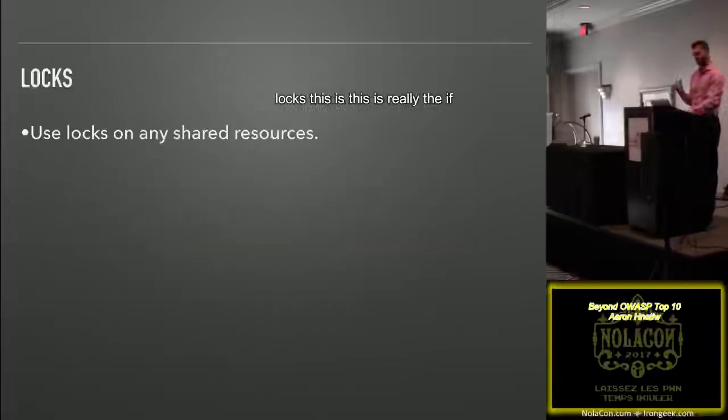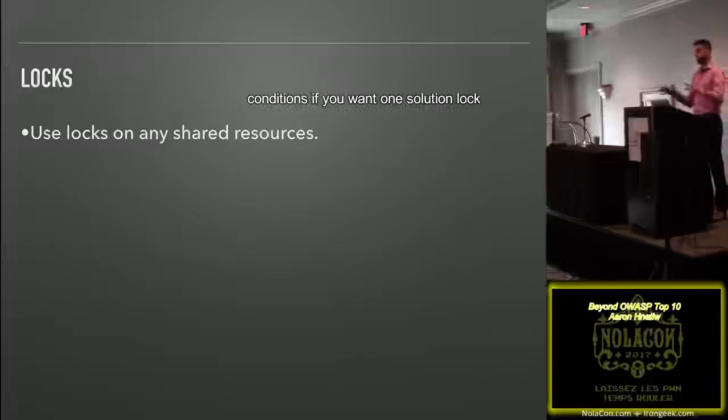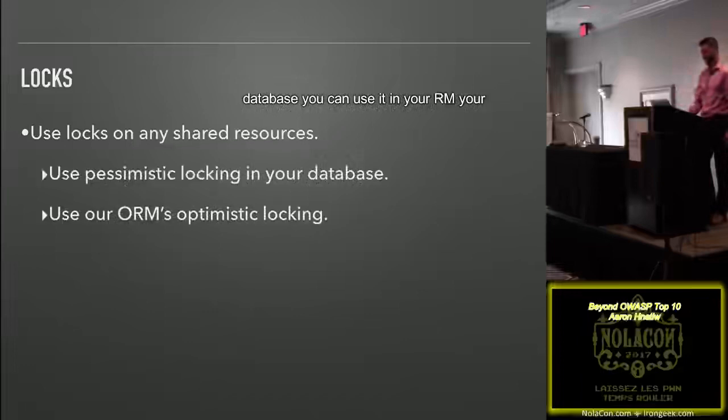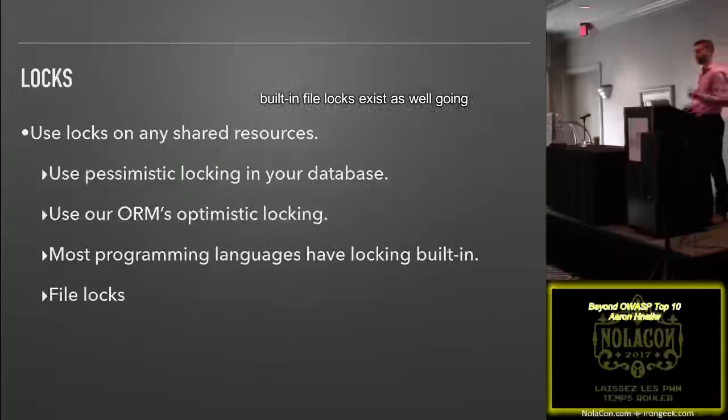First off, locks. If you're going to defend against race conditions, and you want one solution, locks are the solution. They're literally built just for synchronization issues, which is what race conditions are. So just use locks. You can use them in your database, you can use them in your ORM, your object relational mapper. Most programming languages have locks built in. File locks exist as well.